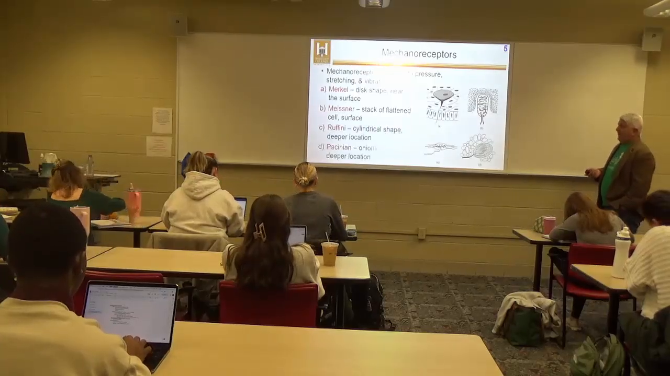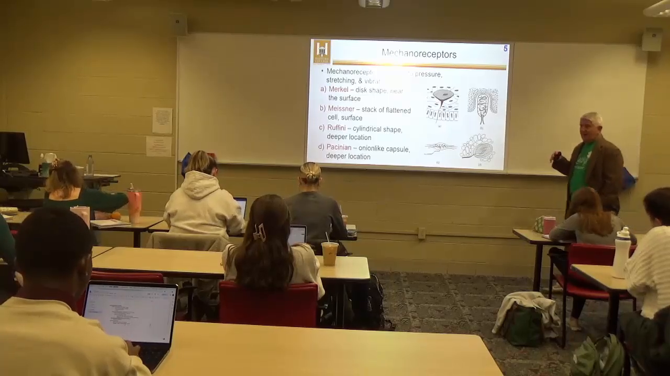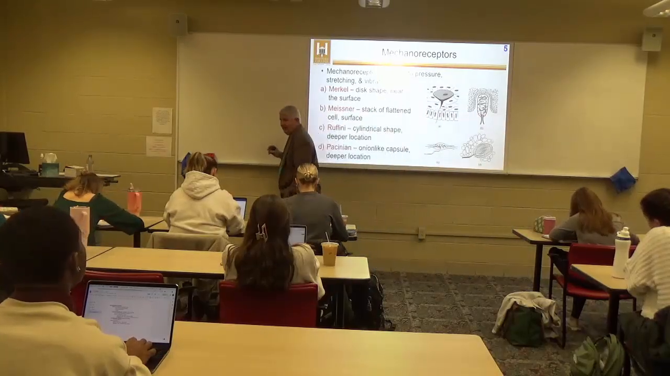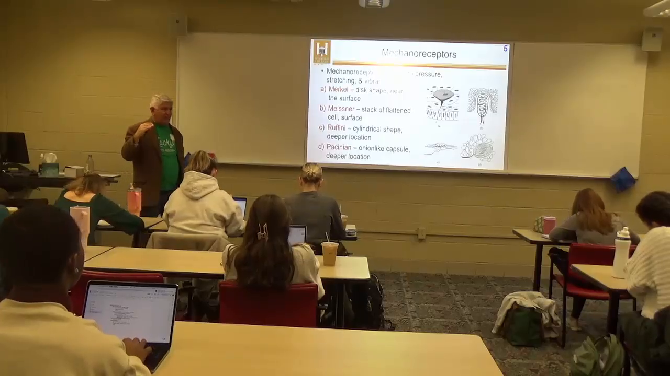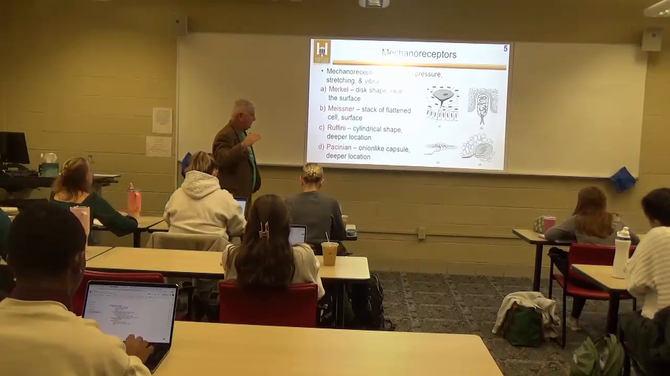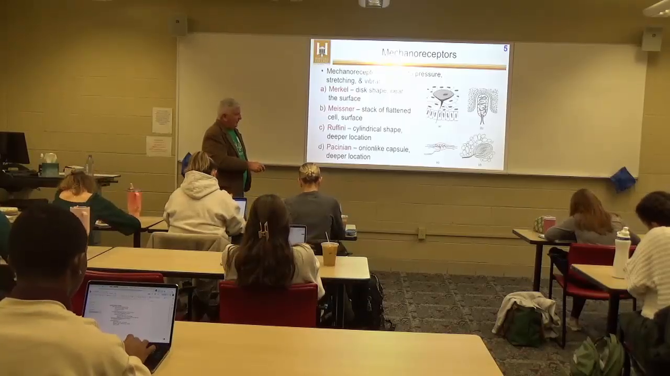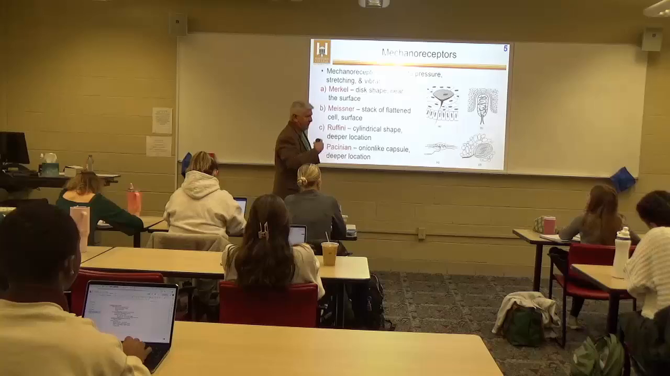The Ruffini and the Pacinian corpuscles are deeper in the dermis layer, right? So you can think about M comes before R and P in the alphabet, so it's closer to the skin. And then when we get deeper in, you have your Ruffini and your Pacinian corpuscles. The Ruffini are cylindrical in shape. They detect stretch. And the Pacinian corpuscle is encased in this onion-like structure. It's got these layers of cells surrounding it.